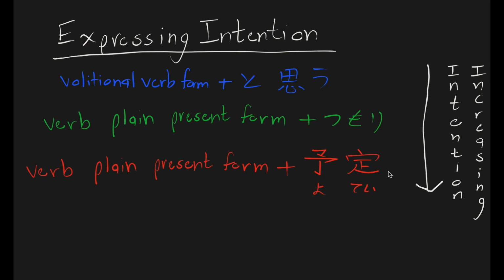So it's like I plan to go to Hawaii versus I intend to go to Hawaii versus I'm thinking of going to Hawaii. So hopefully that kind of helps with visualizing the difference in intention levels between these three, with the yote being the strongest and the tomo being the weakest.